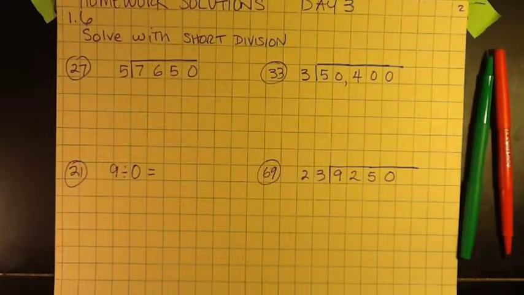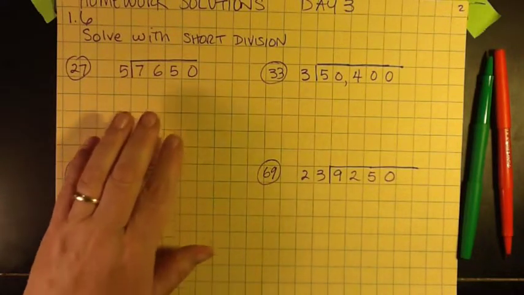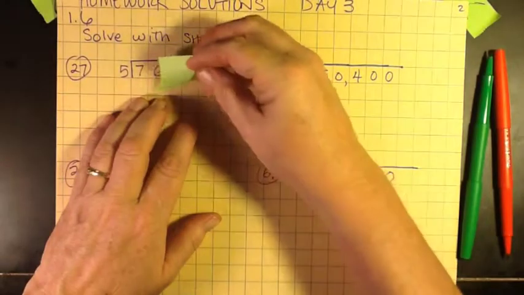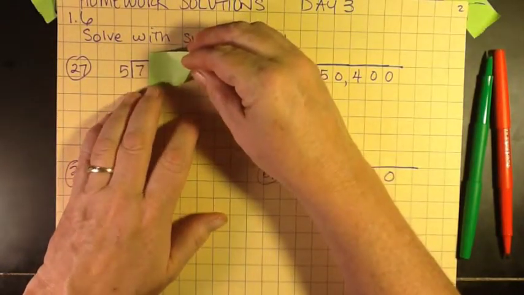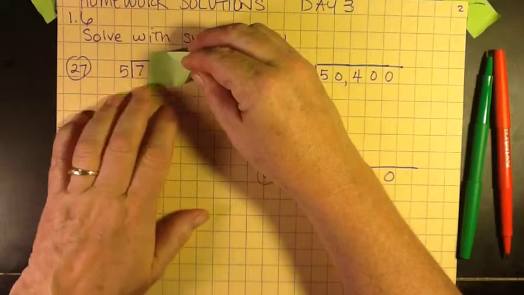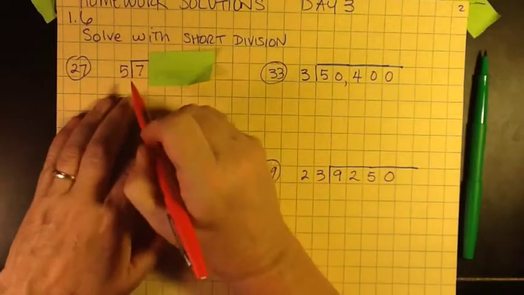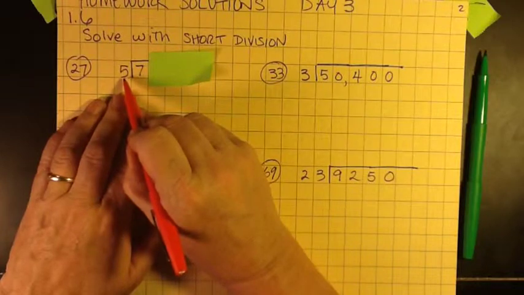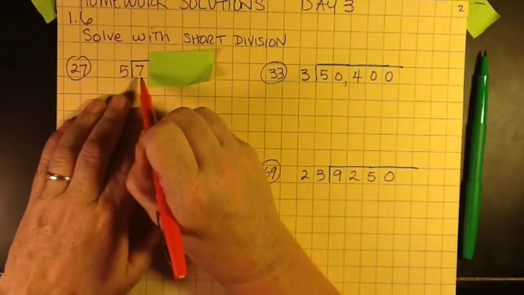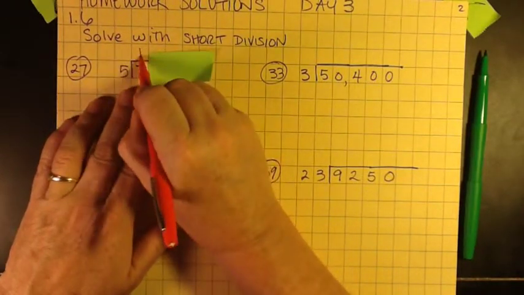Again, we're just working on the bolded problems in the assignment, what we did in class today. So first we're going to work with short division, and I like to keep things a little more manageable by only revealing a little bit of the problem at a time until I get used to it. So here I'm going to ask myself, will 5 fit into 7? And the answer is yes, and it'll go in one time.